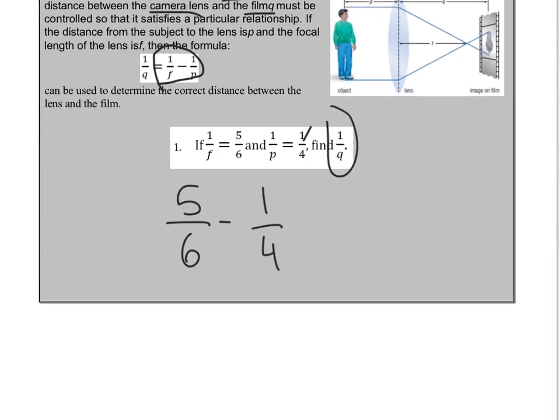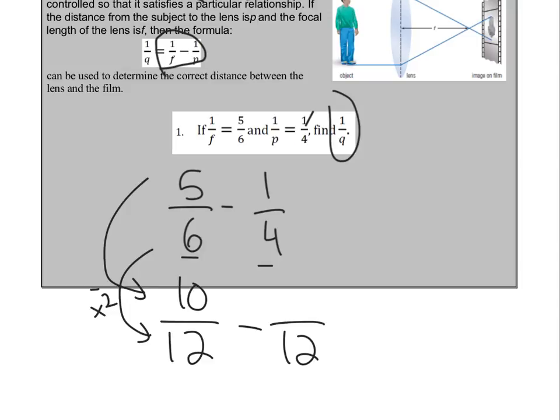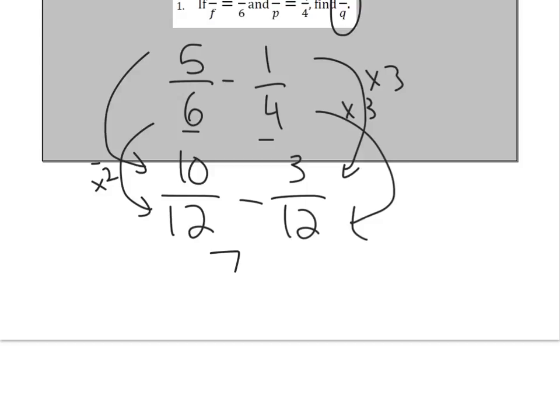So what I need to do is figure out a common denominator between 6 and 4. So that would be 12. I'm hoping some of you jumped right through that. So to get from 6 to 12, I multiply by 2. So I must multiply this top by 2. If I go from 4 to 12, I'm going to multiply by 3. So I need to multiply this by 3 and get 3. So this is going to be 7/12. And that would be my answer for 1 over q.